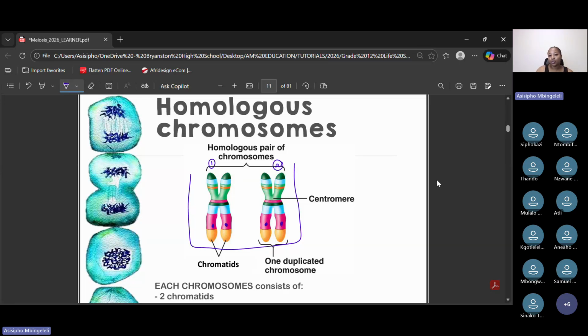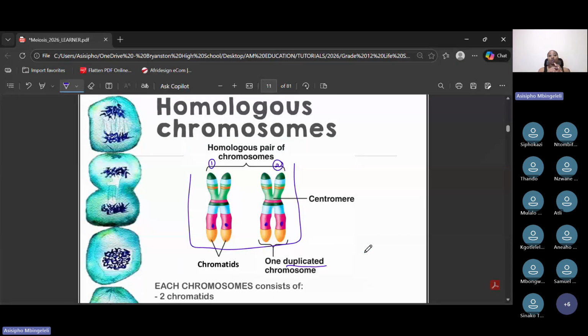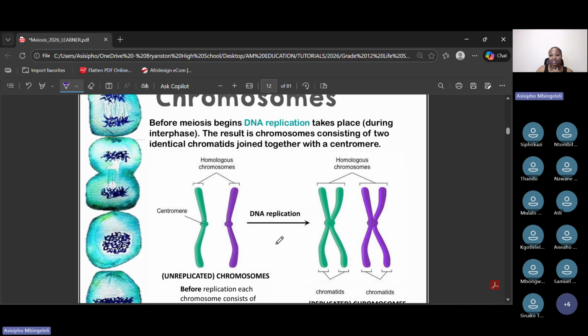Now, if you don't want to use the word replicated, you can use the word duplicated. That is allowed. Okay, and remember, since these 2 chromosomes form a pair, one chromosome is from the mother and the other chromosome is from the father, it's still terminology. Let's look at what is happening here. These 2 diagrams are the same.